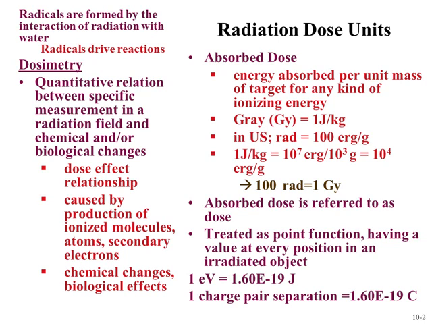This absorbed dose, so a gray or a rad, is often referred to as dose, and it's treated as a point function. So it has a value at every position in an irradiated object. The important thing to remember about these terms is the relationship between the SI unit and the US unit. So in this case, a gray and a rad, the difference is 2 orders of magnitude. So 1 gray is 100 rad.